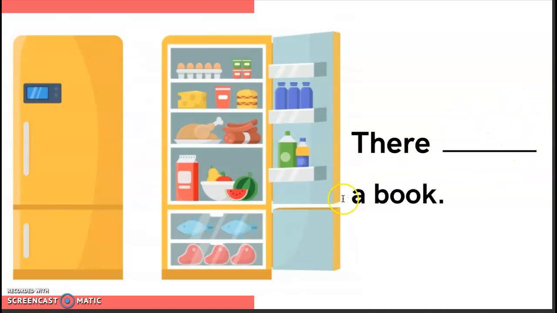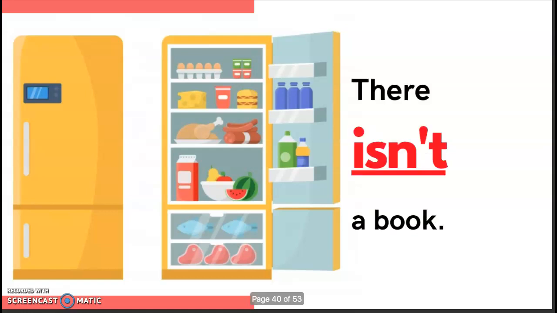There a book. Can you see a book in the refrigerator? No. There isn't a book. And we say isn't because it's singular. There isn't a book. A means one. There isn't a book.